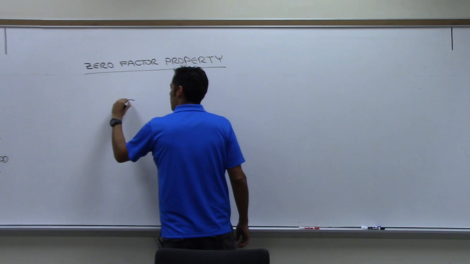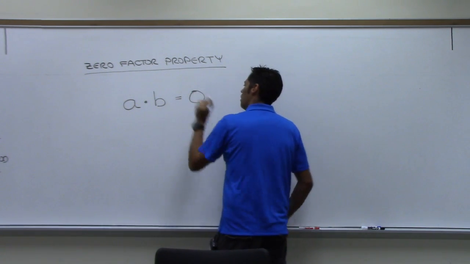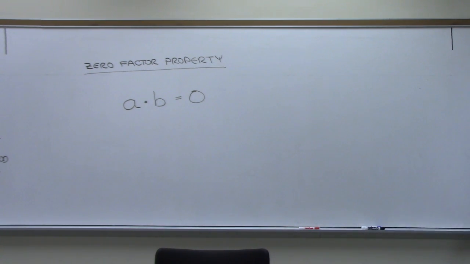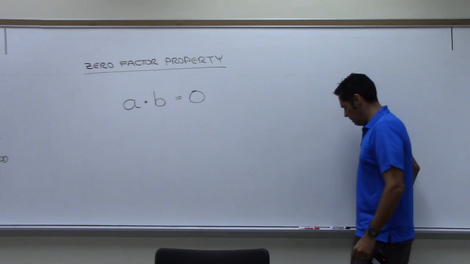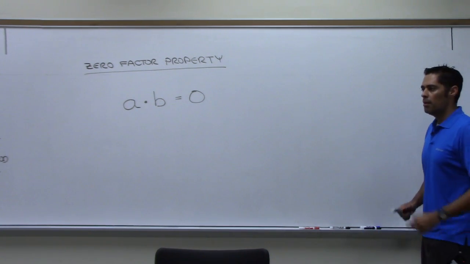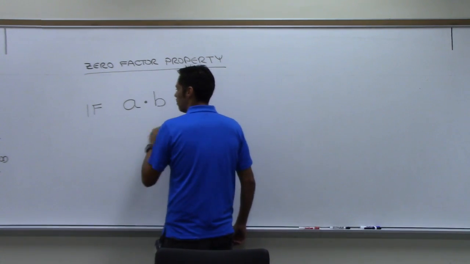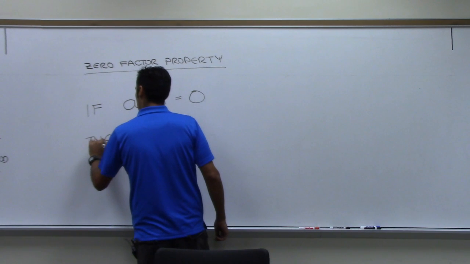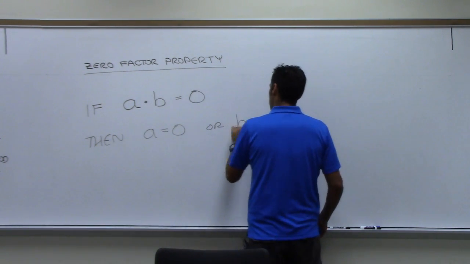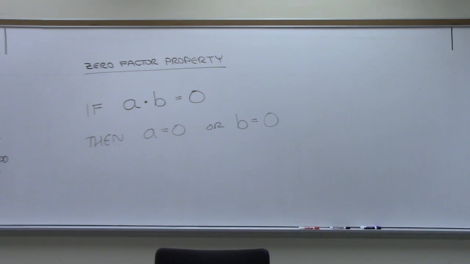All right, if I tell you right now, A times B equals 0, what can you tell me about A and what can you tell me about B? Or can you tell me anything about them? One of them has to be 0. So if A times B equals 0, then A equals 0 or B equals 0. One of the two has to be 0. There's no other way to do it.